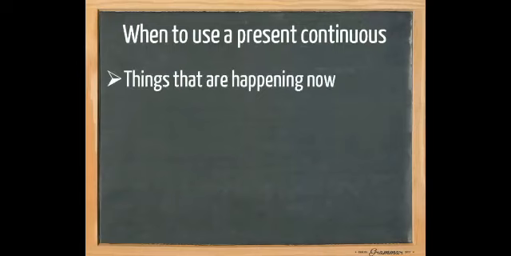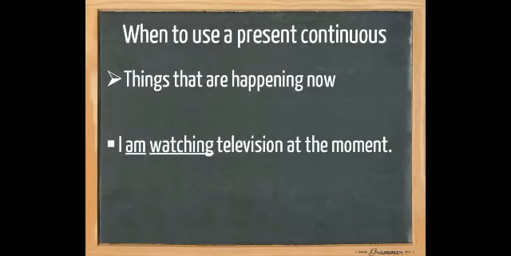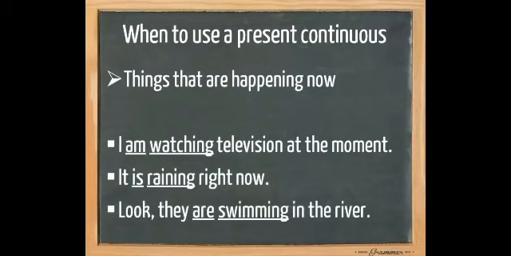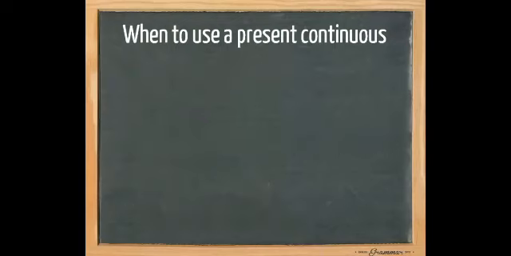We use the present continuous for things that are happening right now. So if you look around you or maybe out of your window, you see all kinds of things going on. Examples are, I'm watching television at the moment. It is raining right now. Look, they're swimming in the river.